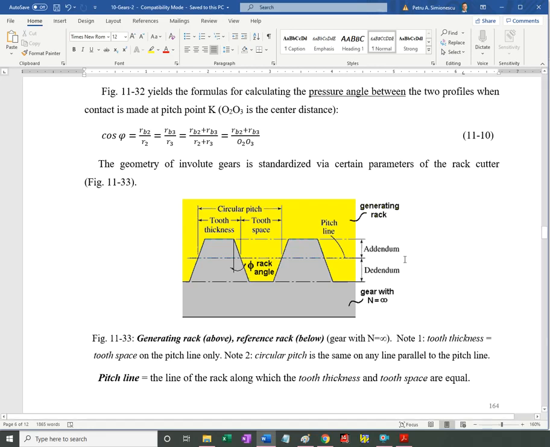Also shown here are the addendum and dedendum measured. Essentially, addendum is the height of the tooth from the pitch line or the pitch circle, and the dedendum is the difference from the pitch line to the dedendum line or dedendum circle.